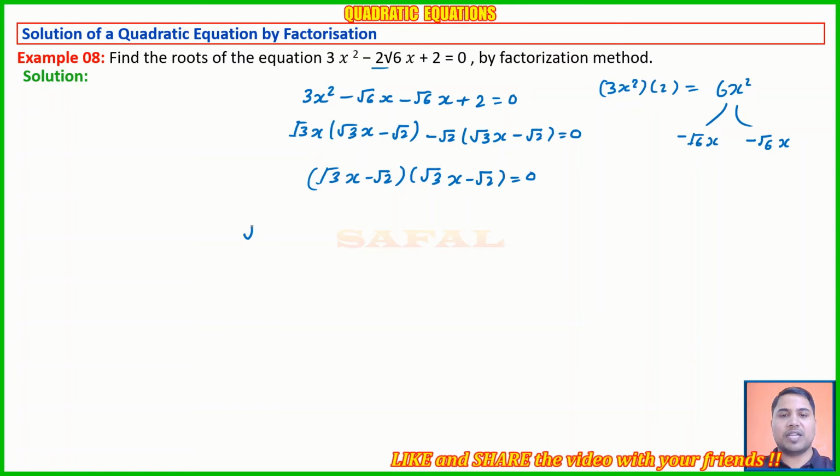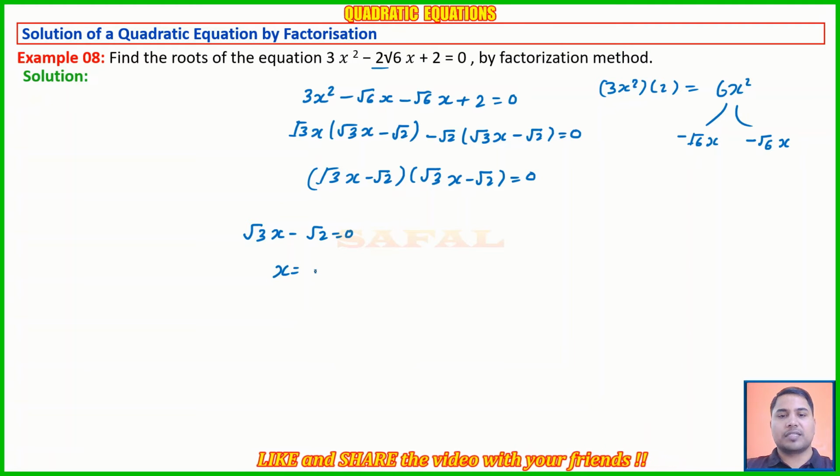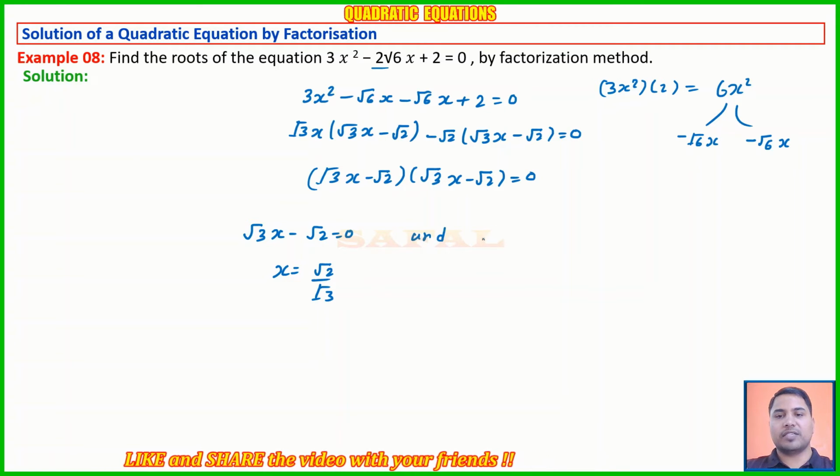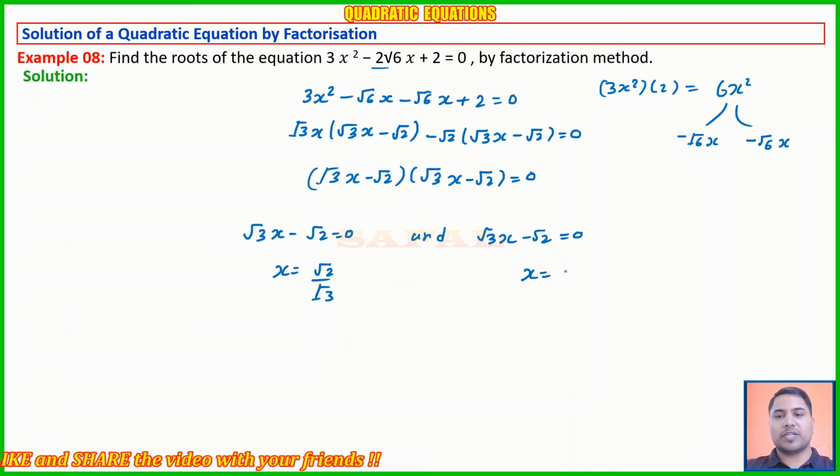So first one if I'll equate it to 0, so root 3x minus root 2 equated to 0, so this will give me x equals root 2 by root 3. Here also I can see if I'll equate second factor, so root 3x minus root 2 equals 0, so again I'm going to get root 2 by root 3. So here I can see that both the roots are what? Equal. Both are equal to root 2 by root 3.